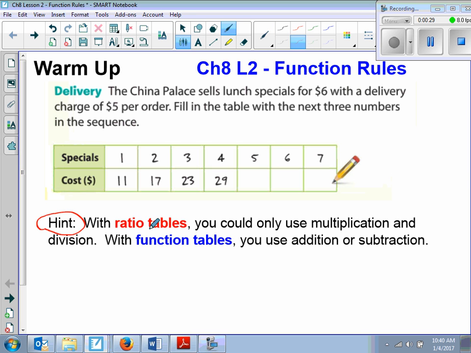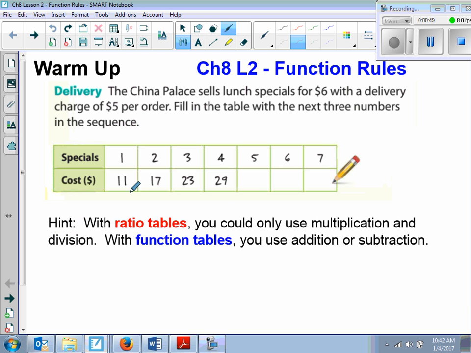With ratio tables, you remember the ratio tables that we did previously? You were only allowed to use multiplication or division, right? With function tables, you use addition or subtraction. Okay, is everybody clear? So we need to look at the patterns.